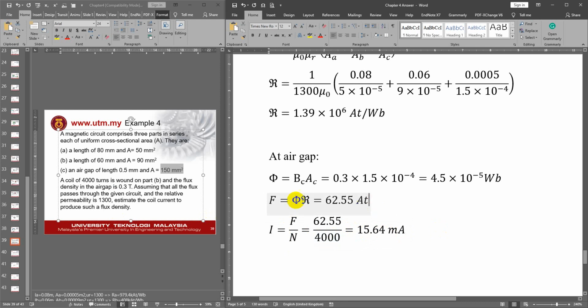Be careful with the unit. F is in ampere turns. Flux is in Weber.